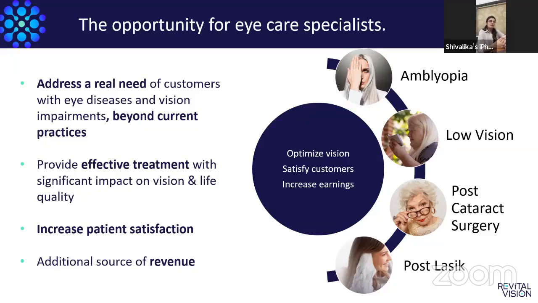You're providing a very effective treatment to patients who come under the low vision criteria, who are 6/18 or maybe worse, 6/24. If you are expecting a visual acuity improvement of 2 lines on average, you can shift them from the low vision criteria to just a person with normal vision. You are providing a significant impact on the vision and quality of life of those patients. Obviously, the satisfaction of the patients will improve, and it's an additional source of revenue for the clinics as well.